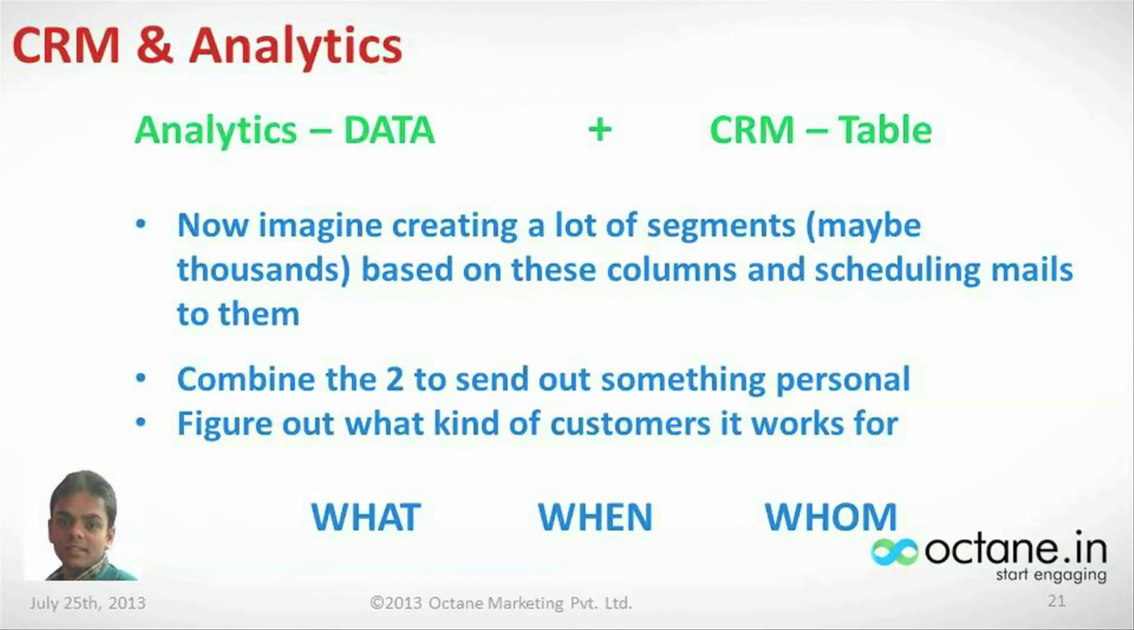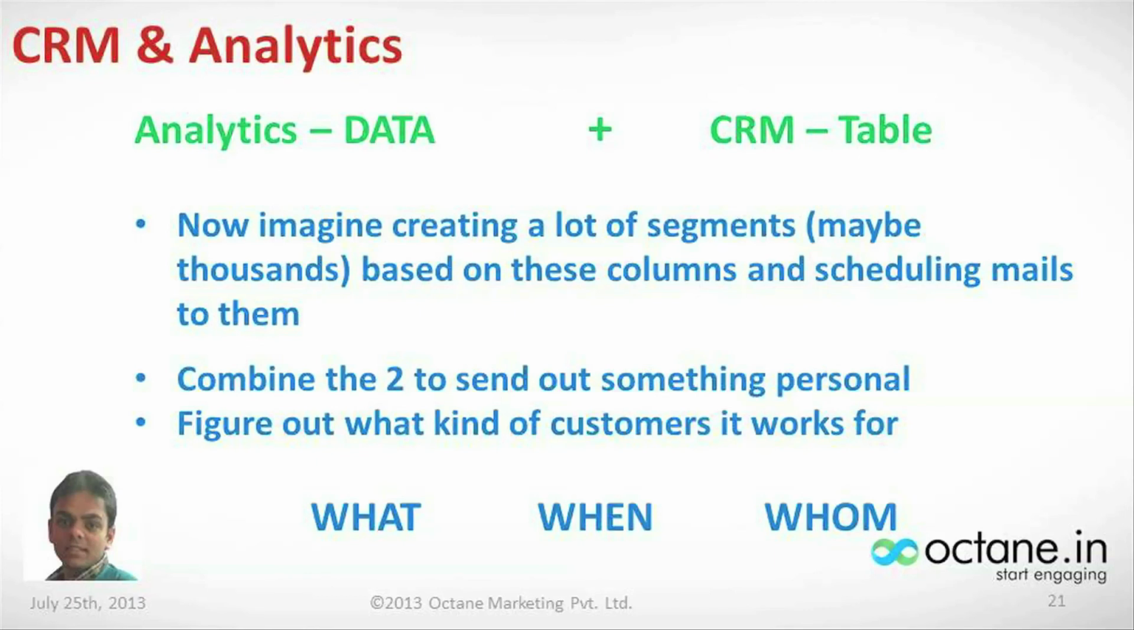Quickly, I'll summarize what we've talked about in the last 20 minutes or so. CRM and analytics, a combination of both, is what we can use for a very effective marketing strategy. I'll give you a quick overview of how we can do this. Imagine creating a lot of segments with a lot of rules using the combination of both. From analytics, we feed in a lot of CRM data and process data as well, and identify what is working. And with CRM, we create a lot of segments using these columns.